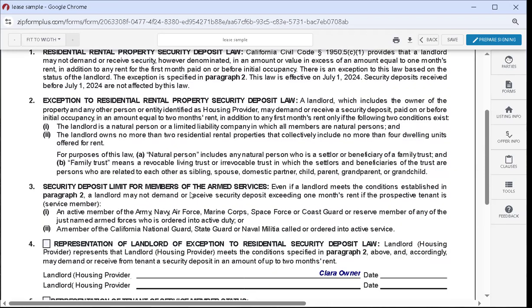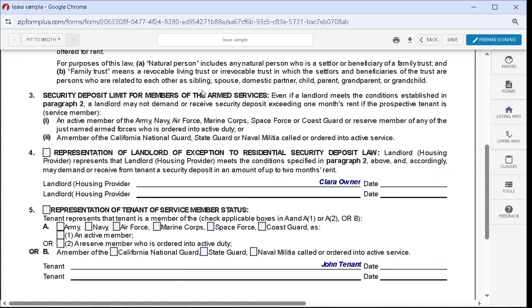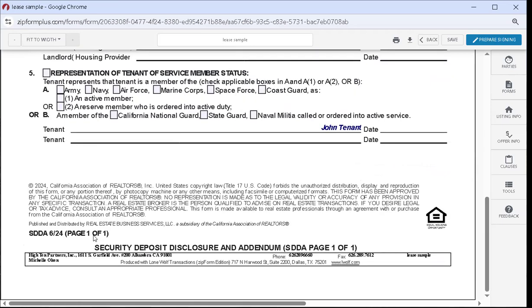Security deposit limit for members of the armed services. Even if there's an exception up here, they still limit it. If that's the case, then the representation of the service member status will be checked down here to indicate that they are a member of the armed forces or whatever branch they're in. It outlines them all here, okay?